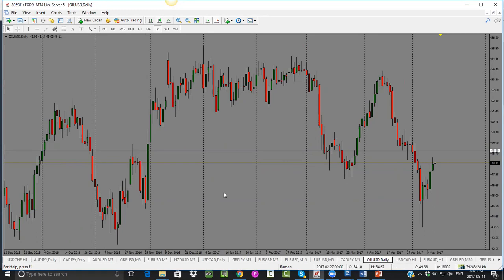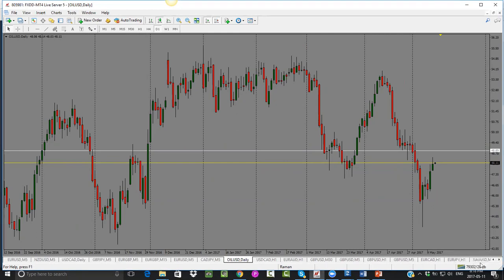If the oil keeps on going up, we could see dollar CAD drop. So there's a direct correlation between oil and dollar CAD. Oil goes up, dollar CAD drops, which means the Canadian dollar strengthens. So keep that in mind. Now another thing we need to look at is gold.